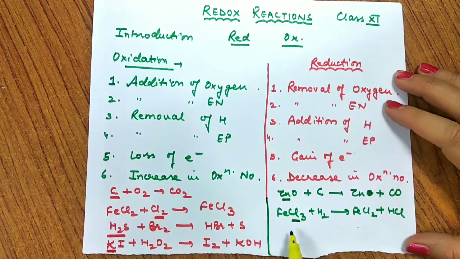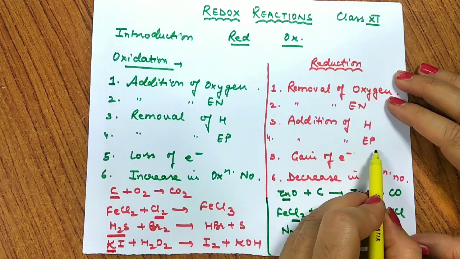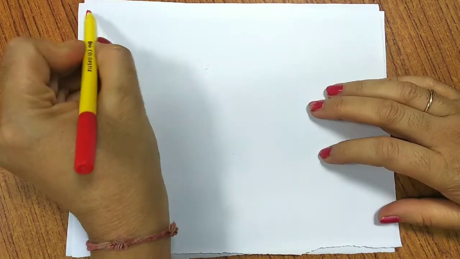Next is addition of hydrogen. Let me take N2 plus H2 gives us NH3. So nitrogen involves the addition of hydrogen, so nitrogen undergoes reduction. Then addition of electropositive element.